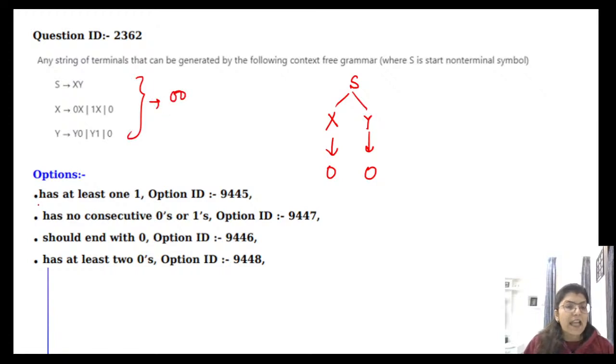Now let's see. Has at least one 1. So this option rules out. Why? Because the smallest string does not have 1 in itself. So correct. Has no consecutive zeros or 1.